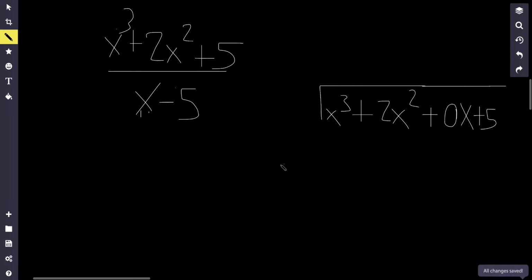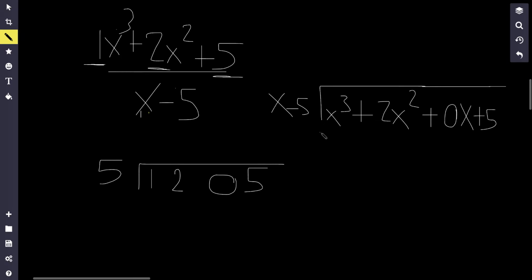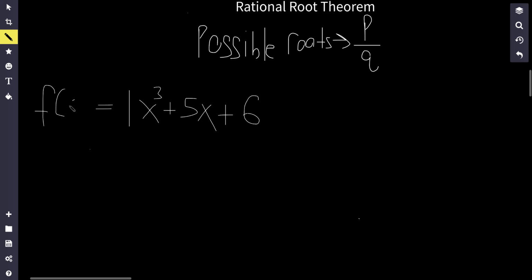If you were doing synthetic division, the setup would actually be, you're going to have your 5 on the outside, because if you plug in 5 for x, you're going to have 0 for the denominator. And then the coefficients for these terms are, you have a 1 x to the third power, you have a 2 x to the second power, then you have a 0 x to the first power, and then you have a 5 as your constant. So make sure when you're doing these problems, you're checking if there's any skipping.